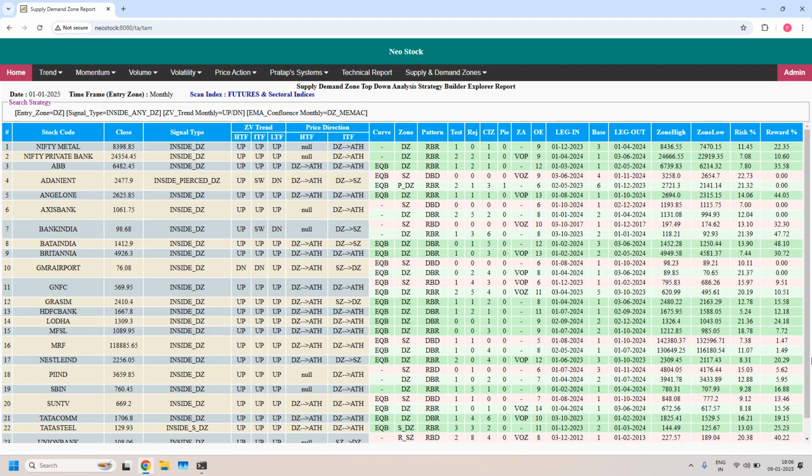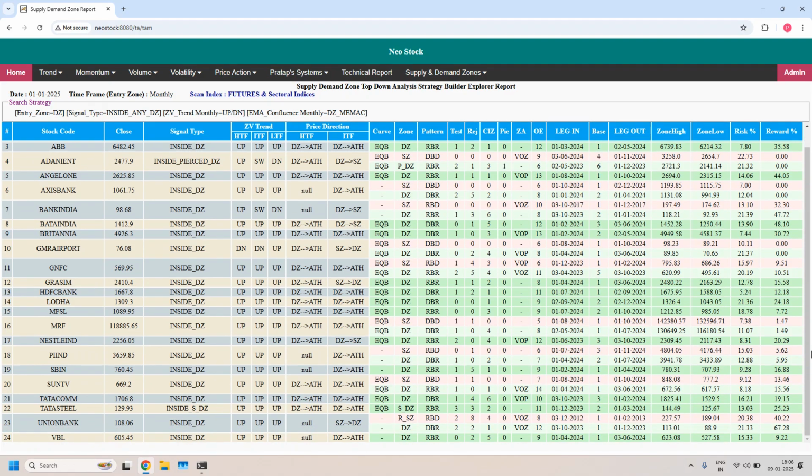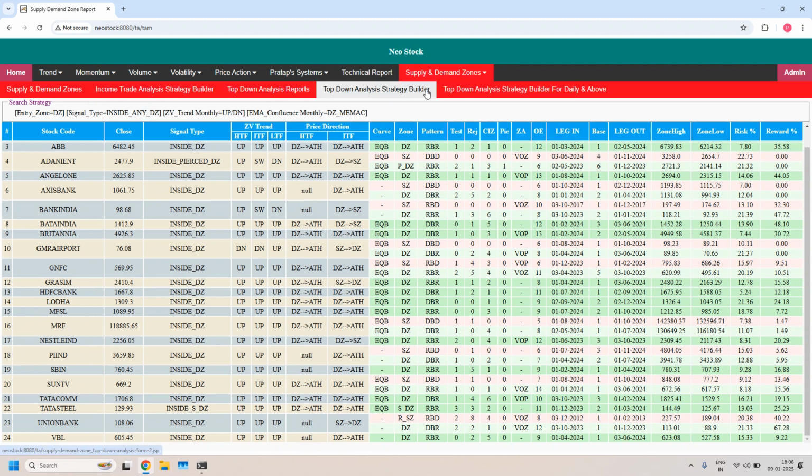Now you are seeing the first 22 stocks. I am scrolling the list down. So total 24 stocks are filtered. Price closed inside the monthly demand zone, and those monthly demand zones have monthly EMA confluence. Okay, next, monthly time frame.